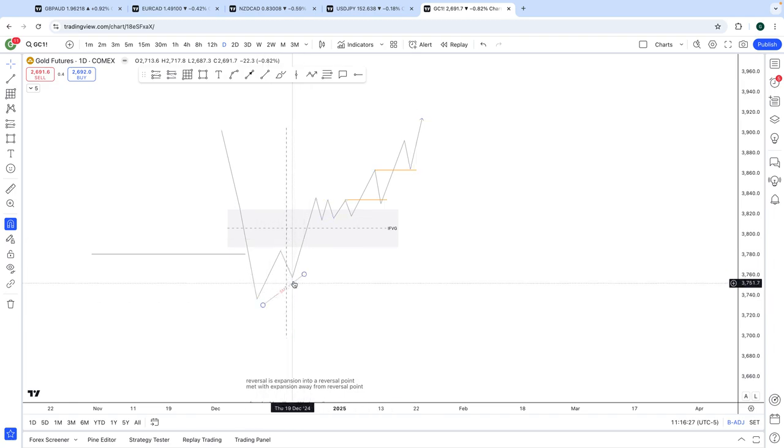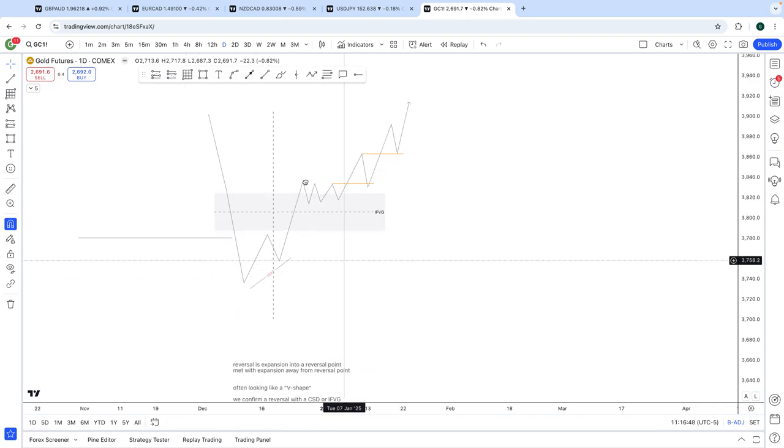And then we want to see SMT at the reversal point, right? And then once we see expansion away, right, and we get that continuation signature of, let's say, consolidation, right? This is how you know that this is most likely a reversal, right? Because we're going to get a continuation signature, right? And then we expand away, we start respecting order flow. That's how you know this is expansion met with expansion, right?